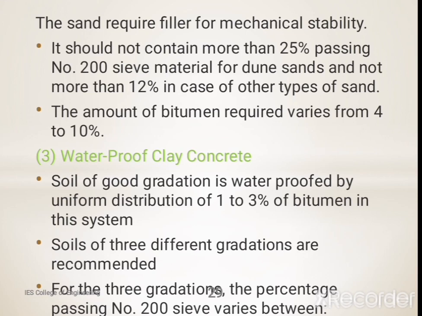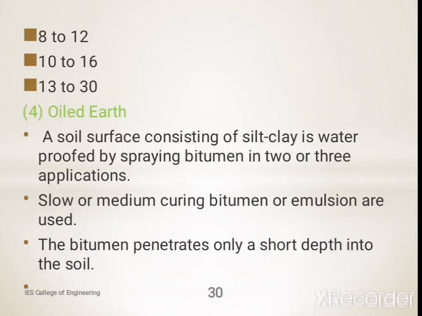And the third type is waterproof clay concrete. Soil of good gradation is waterproofed by uniform distribution of 1 to 3% of bitumen in the soil system. Soils of 3 different gradations are recommended. For the 3 gradations, the percentage passing number 200, which means 0.074 mm, varies between 8 to 12, 10 to 16, and 13 to 30.